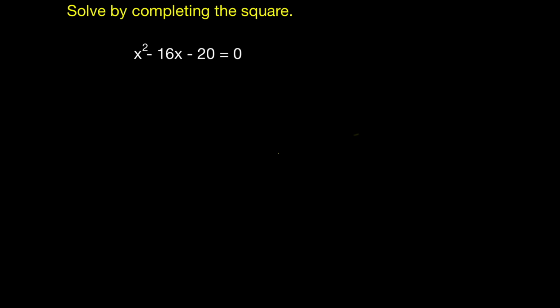Solve by completing the square. To solve this equation, we gotta make sure that x squared and x are on one side of the equation, and then the constant gets moved to the other side of the equation. We can do this by adding 20 to both sides, and on the left hand side, the 20s are gonna get canceled out. So we are left with x squared minus 16x, and I'm gonna leave some room because we're gonna have to complete the square.